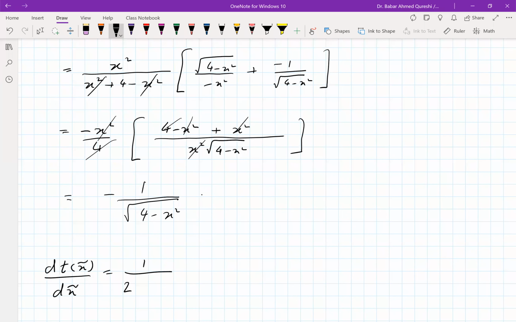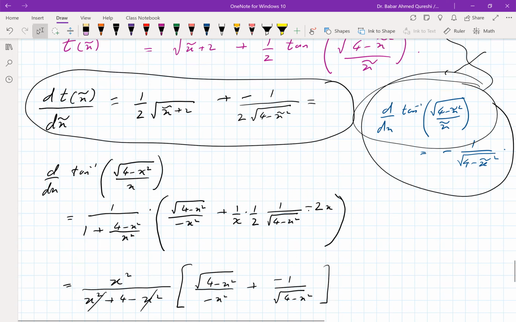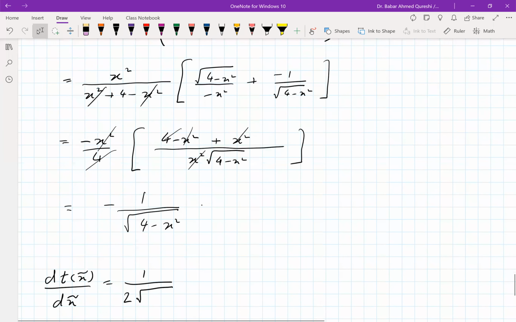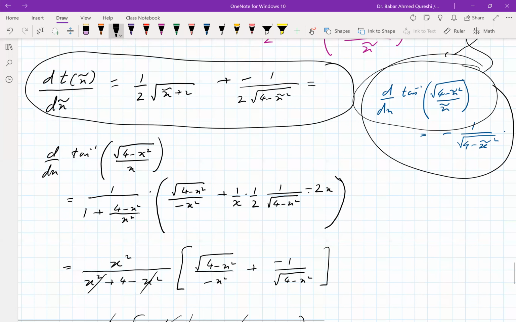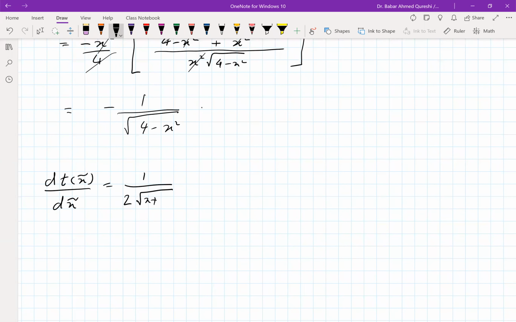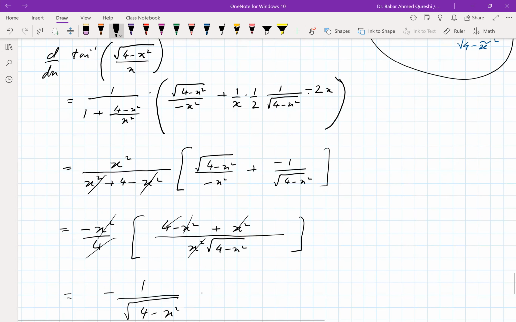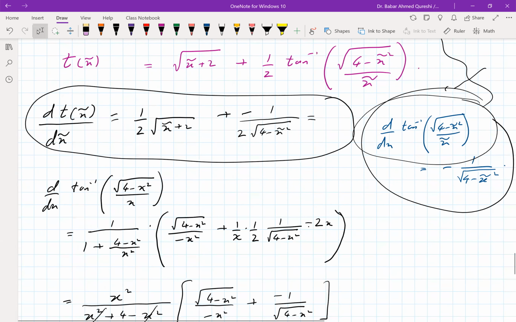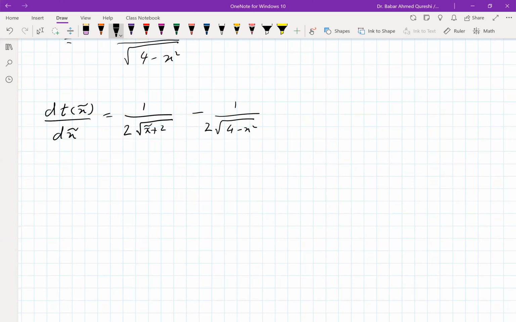One over 2 under root x tilde plus 2. Was it downstairs or upstairs? Yeah, downstairs. And minus 1 over 4 minus x square. There was a half coming from here. And this is equal to 0.